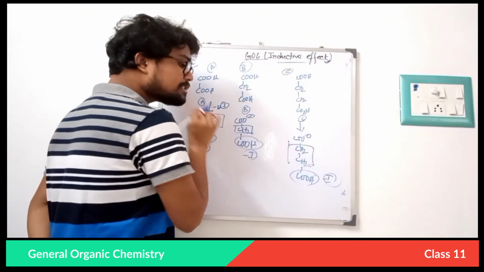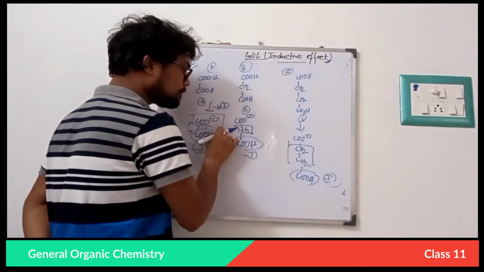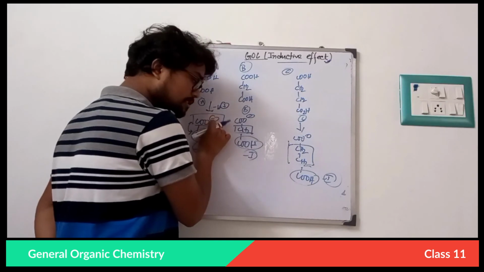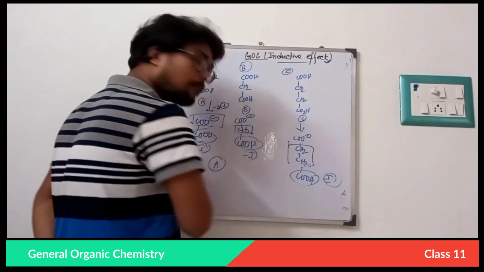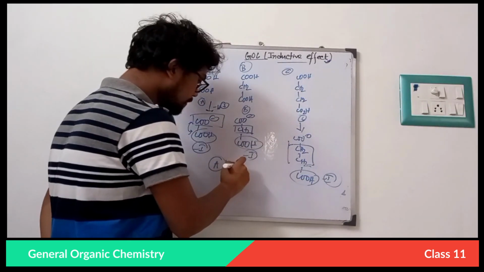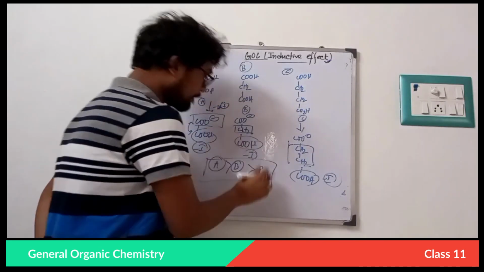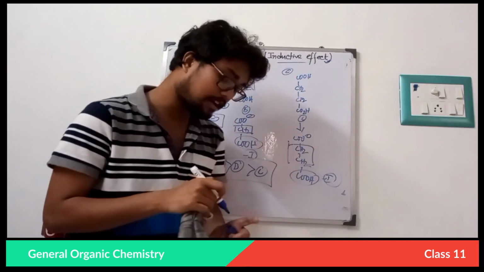So which one is more stable? This one is more stable because the minus I effect is present closer to this negatively charged species. So A is more acidic than B, then B is more acidic than C. Okay, fine. This is our last problem.